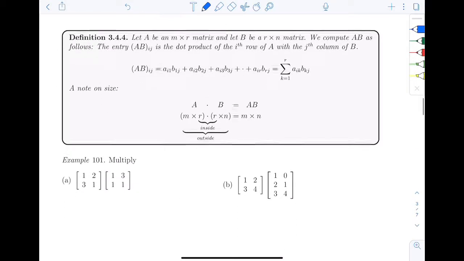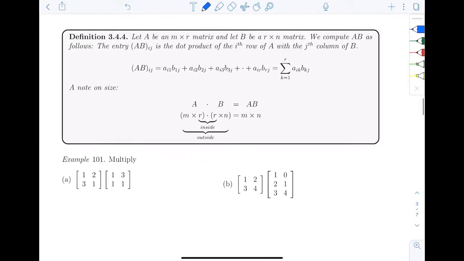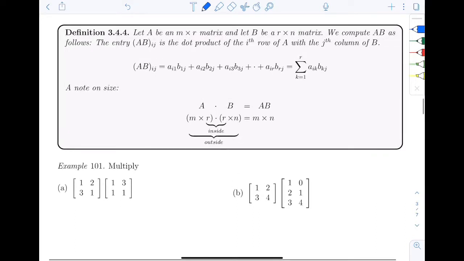Now, this looks very complicated, and like it is with all things in this chapter, doing it is one thing, and then trying to say it out loud and make it precise is another. So here we go. Let A be an M by R matrix, and B be an R by N matrix. Those sizes feel weird, and they are, but we need them to be just right. We compute A times B as follows. The ijth entry of AB is the dot product of the ith row of A with the jth column of B.